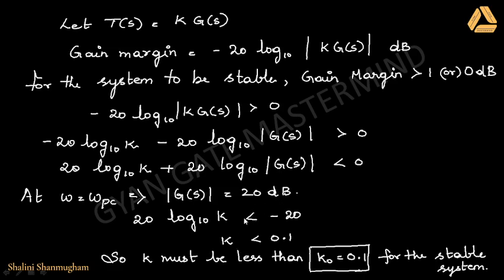So just substitute: 20 log base 10 of the magnitude of G(s) is 20 decibels at the phase crossover frequency. After simplifying, you will get K less than 0.1. So you can increase K until 0.1. Beyond that, if you increase it, the system will be unstable. So that's why I have written here, K must be less than K naught for the system to be stable.